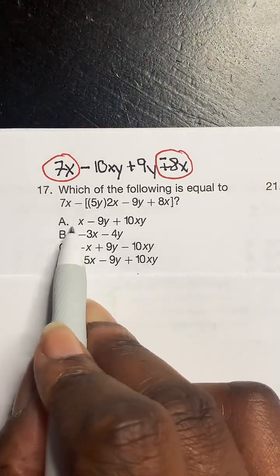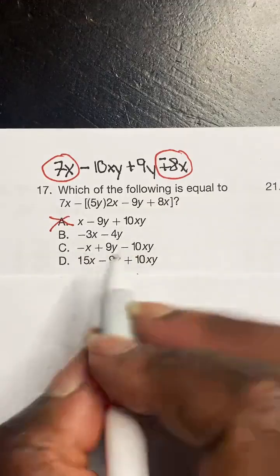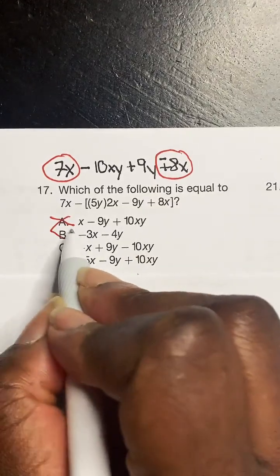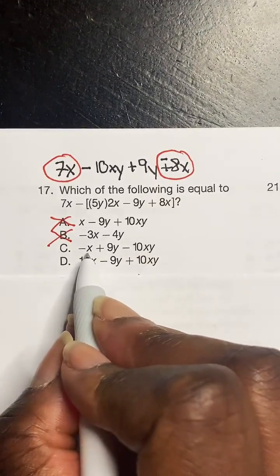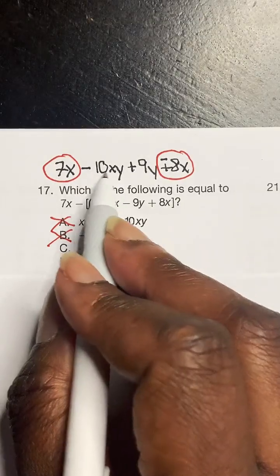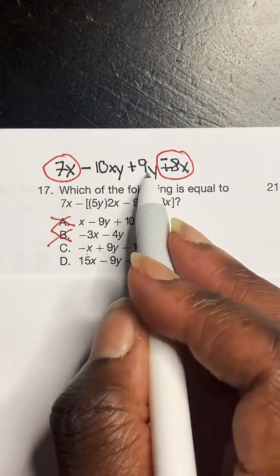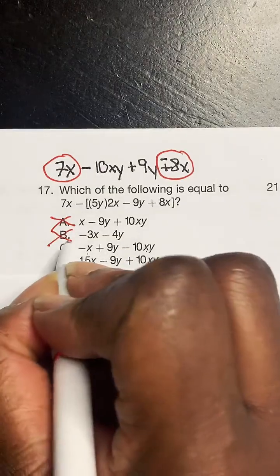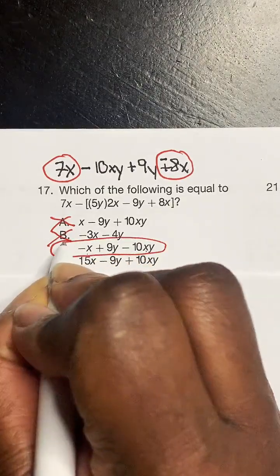If I notice, boom, that's a positive x. Not it. This, yeah, totally wrong. Not it. This one has that negative 1x, and it also has my negative 10xy and my positive 9y. The answer is C.